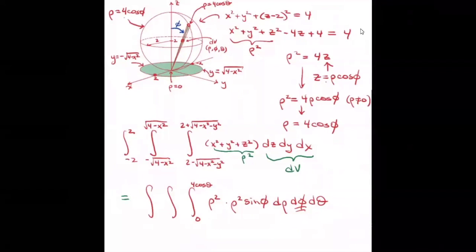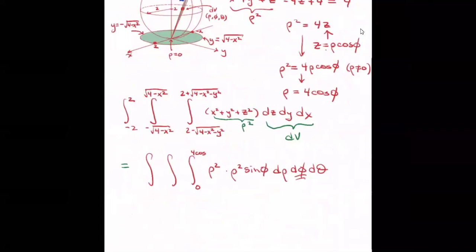Yeah. Did I do it? There. So it's 0 to cos theta? Yeah, that's cos phi. No, you're right, it's cos phi. It's just a little typo there. Thank you.